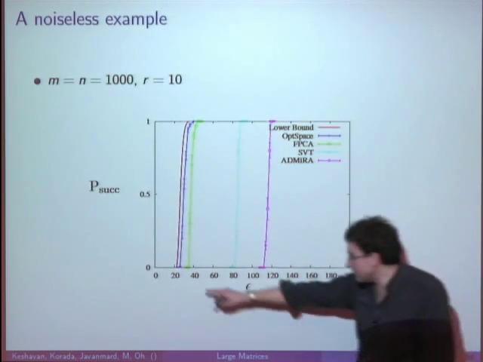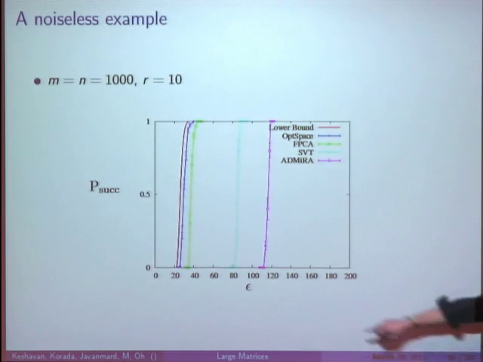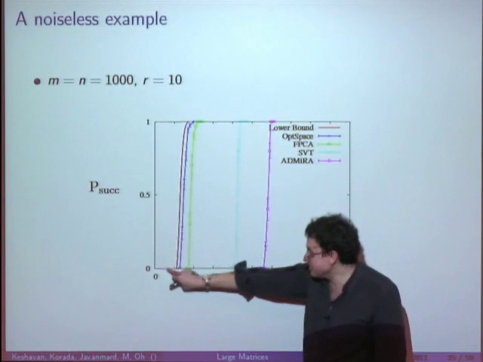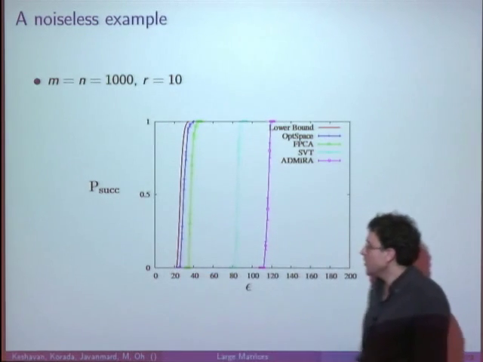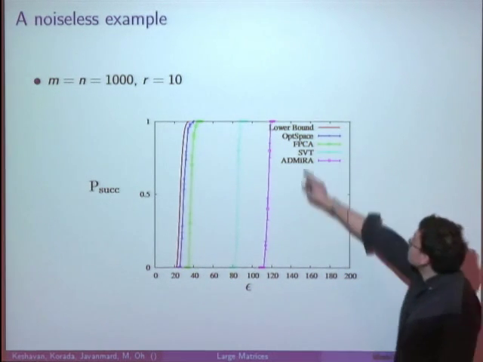So this is Singer and co-workers in Princeton. So you get a lower bound, meaning that below this epsilon, for these few entries, you cannot reconstruct it. There are multiple solutions.